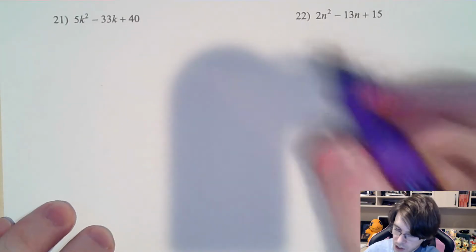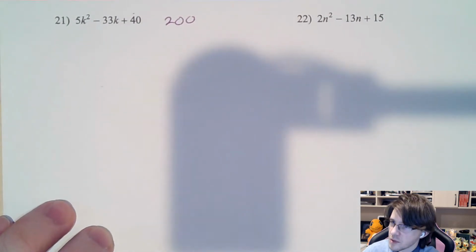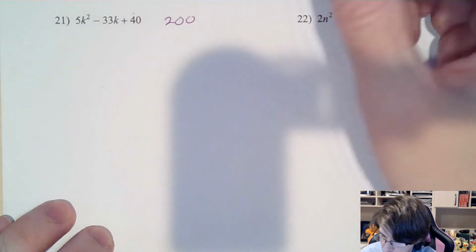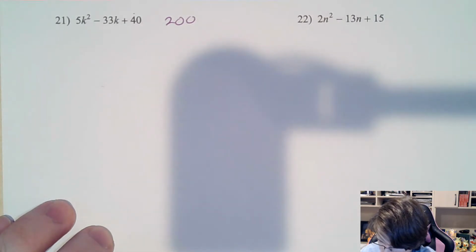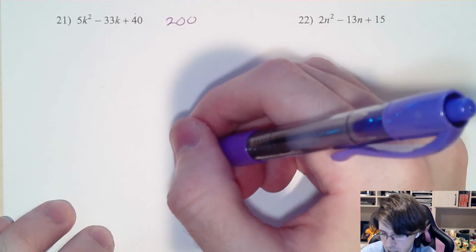So on to 21, our very first step, 5 times 40 is 200. And then we're trying to figure out what numbers multiply to 200 but add to negative 33. So they're both going to be negative. This is going to be quite a long one if we don't do it fast, but you might be able to figure it out right away without doing the entire list and just jump to it. I always recommend it if you can.